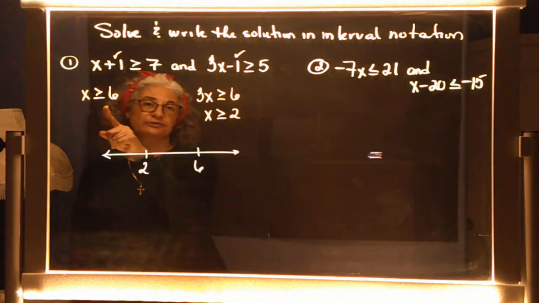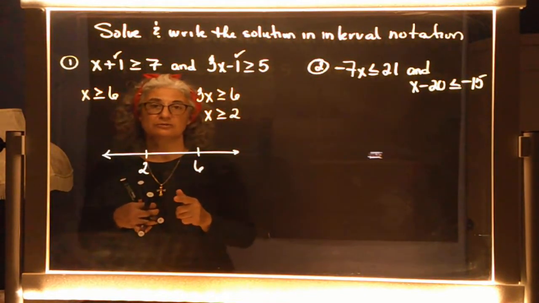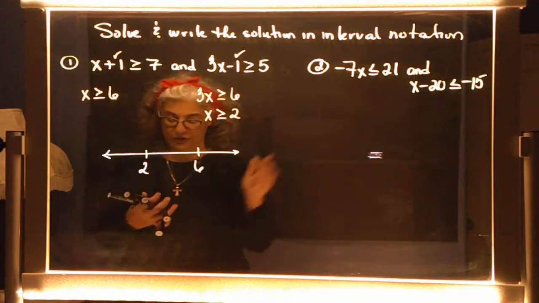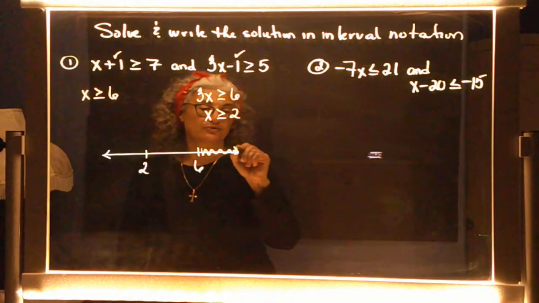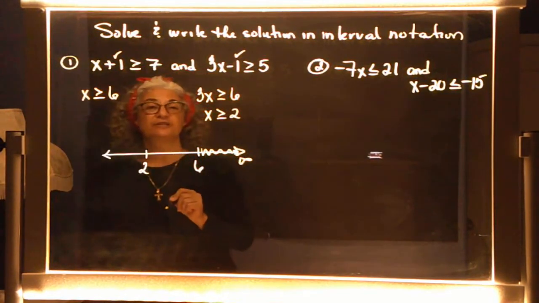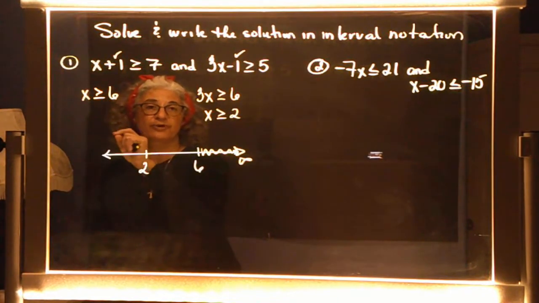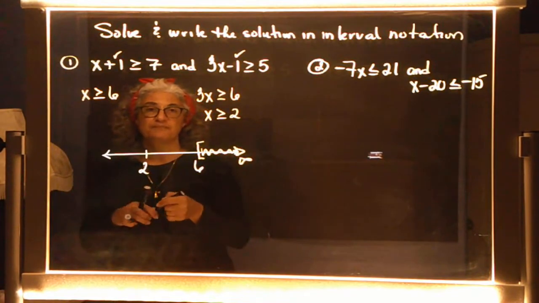Here was my first solution. X is greater than or equal to 6. So that means I'm looking for numbers that are to which side of the 6? Good, to the right of it. So I want all these numbers to the right of 6, and it goes all the way out to infinity, doesn't it? What are you going to put on the 6? A parenthesis or a bracket? Good, a bracket, because that means equal to, doesn't it?